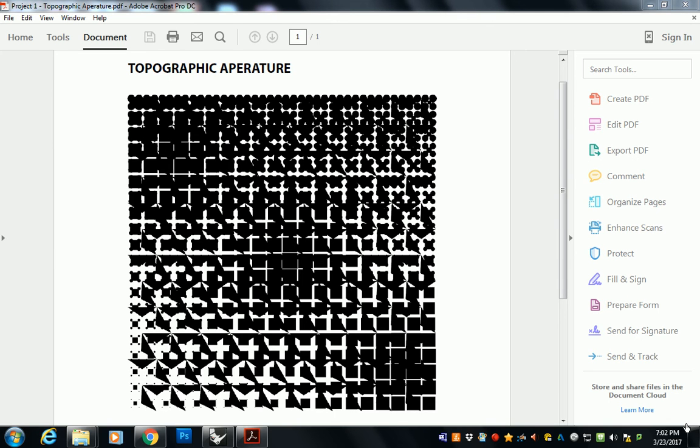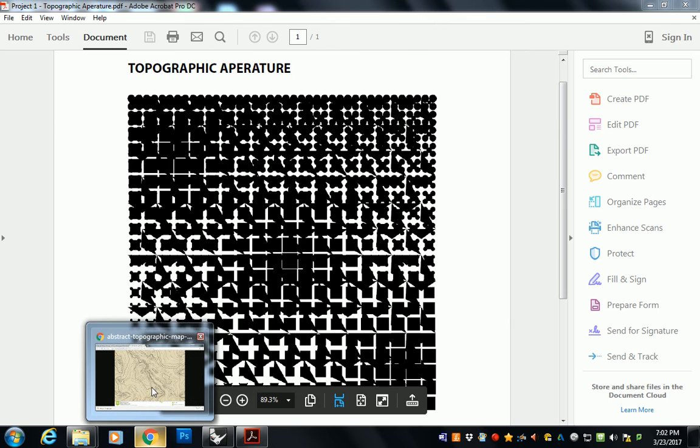So this is called Topographic Aperture. The idea really comes from the concept that you can actually read two-dimensional information in a semi-three-dimensional way. So that's why I started with topographic, and the fact that we're dealing with density of patterns is where I brought in the aperturistic side of things.